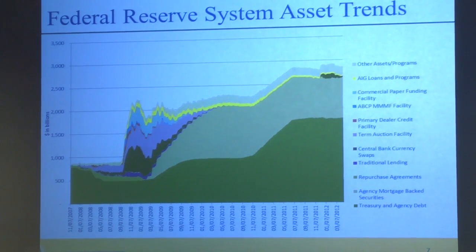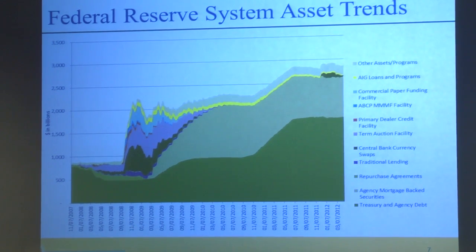You'll also notice in 2008, we got some purples and some blues enter the picture. The purples are the things Niel talked about with the lending. So the more bold purple is our traditional lending. And then the lighter purple is the term auction facility.